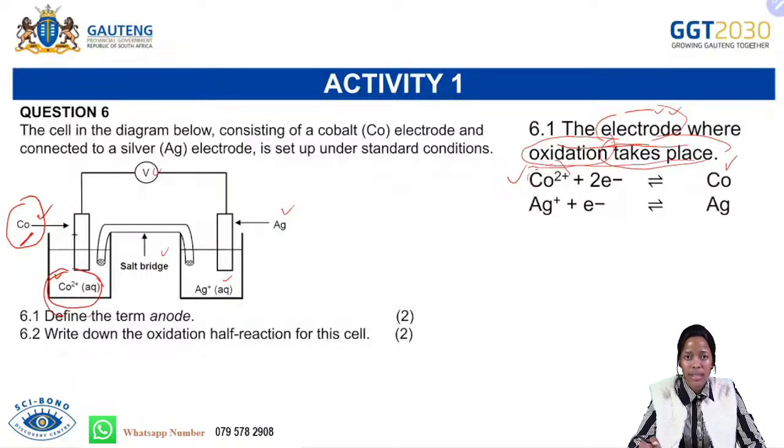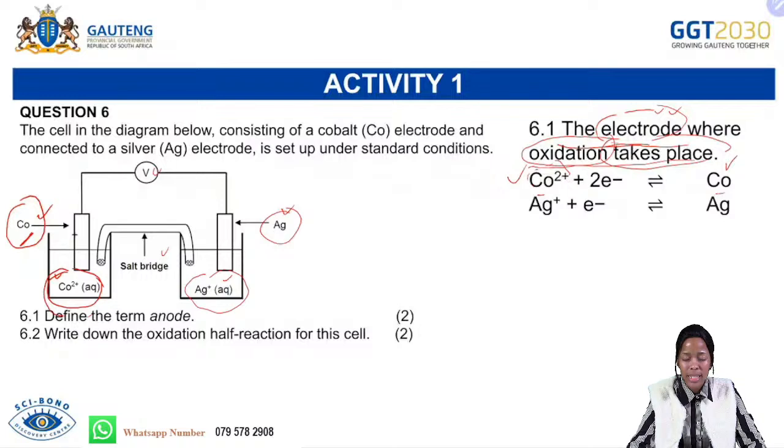And then from there, you can see that in terms of the other electrode, you have a silver there, and this electrode has Ag plus aqueous. So you are going to go to your table again and look for the silver that has Ag and Ag plus. Once you find them, because it says write down the oxidation half reaction, you are going to compare the two to see which one is undergoing oxidation.